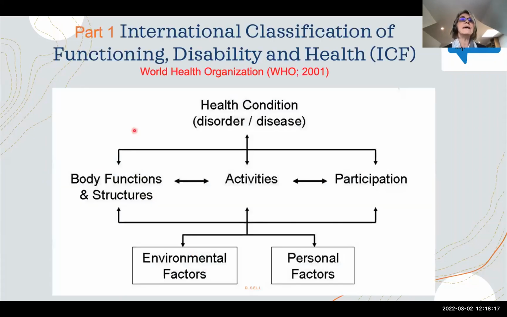Here we can see the International Classification of Functioning, Disability and Health. And of course, in cleft, much of our emphasis has been on this part, body functions and structures. And that's where the perceptual assessment sits. We'll look further at these other areas later in this talk.